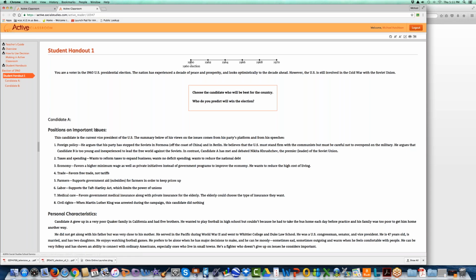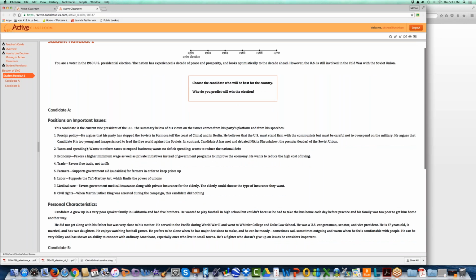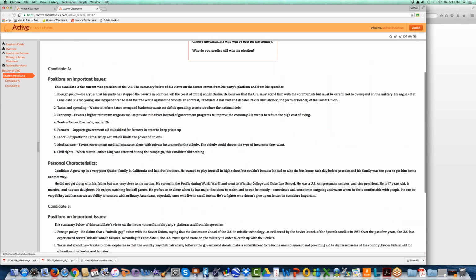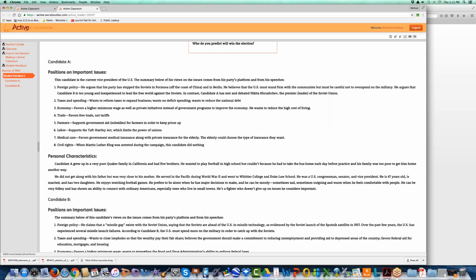So if I scroll down a little bit, one of the things I like is they talk about candidate A, and pretty soon I'm able to determine, based on my knowledge, that it's Richard Nixon, because he's the current Vice President of the United States. And of course I know that John F. Kennedy never served as Vice President. So it gives me a little bit of background about who they were and what their positions on the issues were.